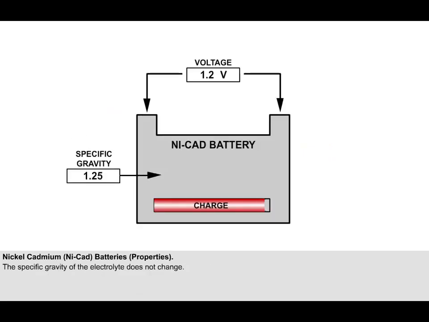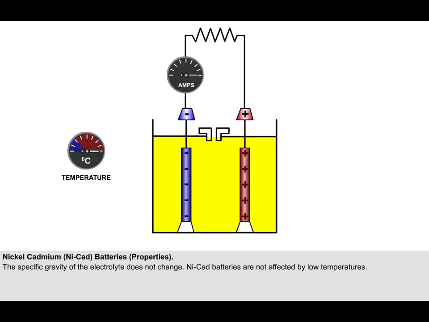Unlike the lead-acid battery, the specific gravity of the nickel-cadmium battery electrolyte does not change, and as we have seen, the voltage variation from fully charged to fully discharged is very slight. The only way to determine the state of charge is to carry out a measured discharge test or capacity test. Nickel-cadmium batteries are not affected by low environmental temperatures, in the way that lead-acid batteries are. And because the specific gravity of the electrolyte remains high, there is no danger of it freezing.